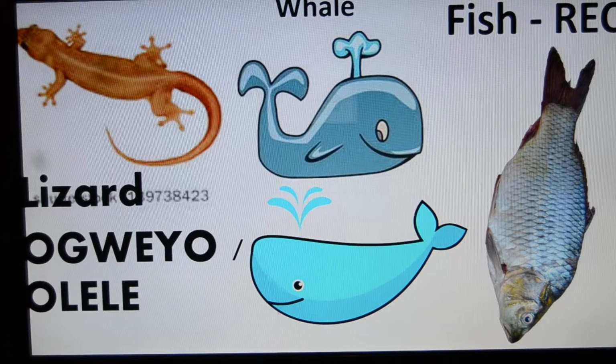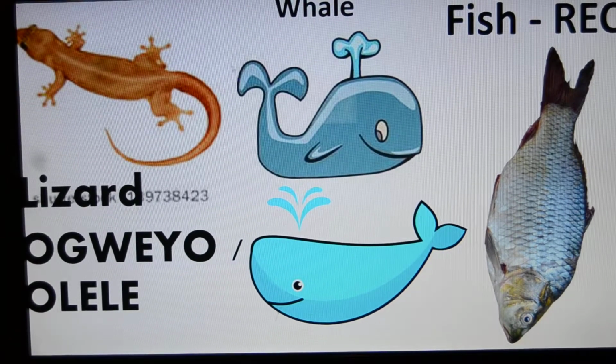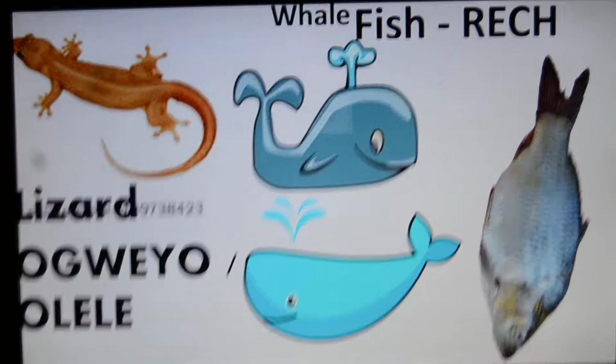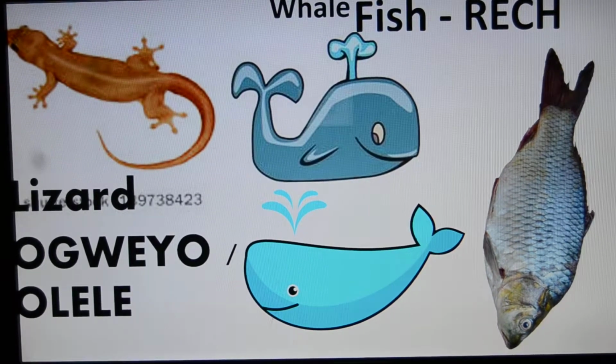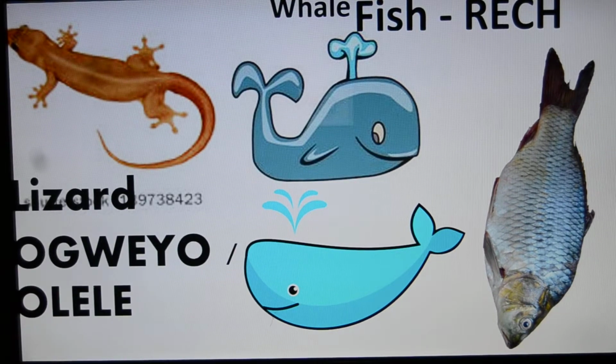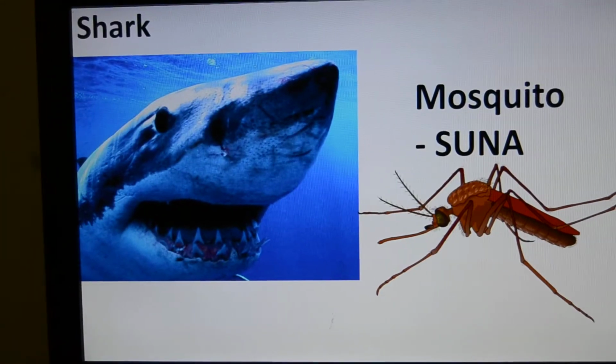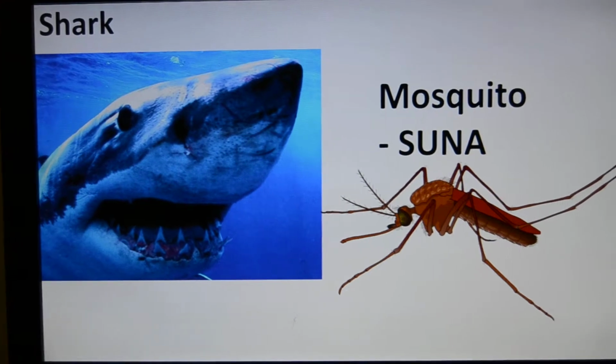And then there are fish. I think I'll just do a video that talks about fish, because we have very many types of fish. All the fish are called rech. So all fish fall in the category of rech. I will later on do a video that categorizes all the fish. For now, we shall call them rech, whether it's a whale, tilapia, or Nile perch, but they all have different names in the Luo language. Then there's a shark, that is a type of fish, and I'll do the video for that.